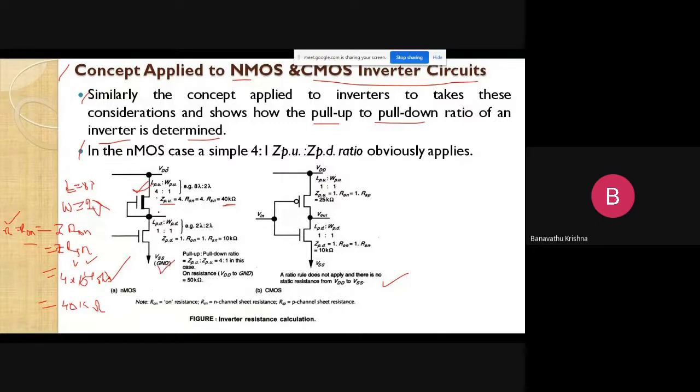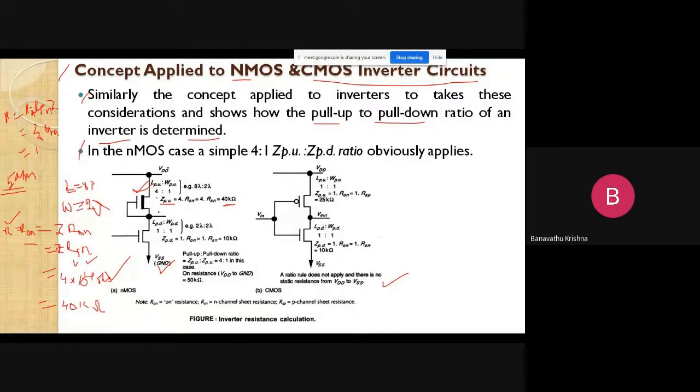Similarly, for the pull down transistor, and this is for 5 micrometer technology, R on equals Z into RSN. So Z into RSN, and here Z equals 1.